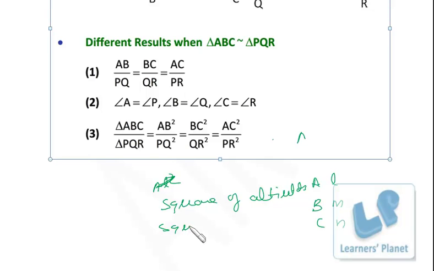then square of medians, then square of angle bisectors, right? That means altitude square, altitude square, altitude square, and the corresponding altitudes of the other triangle. And similarly corresponding medians and corresponding angle bisectors, right?